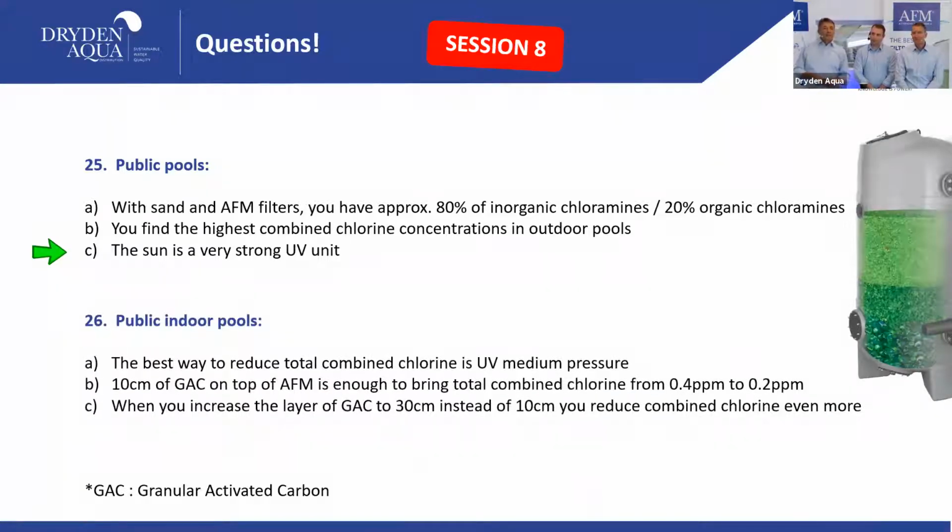Still in public pools, but this time indoor pools. A, the best way to reduce total combined chlorine is medium pressure UV. B, 10 centimeters of activated carbon on top of AFM is enough to bring the total combined chlorine from 0.4 to below 0.2 ppm. Or C, when you increase the layer of activated carbon to 30 centimeters instead of 10, you reduce the combined chlorine even more. As we do not have D, it's B.